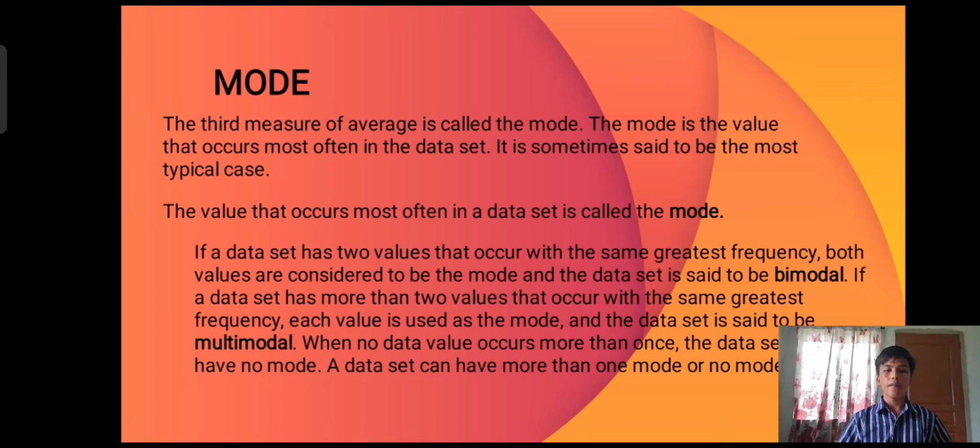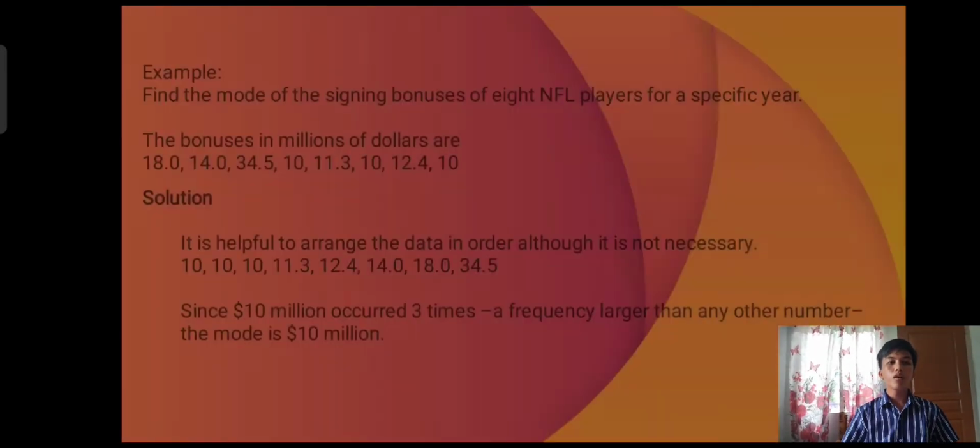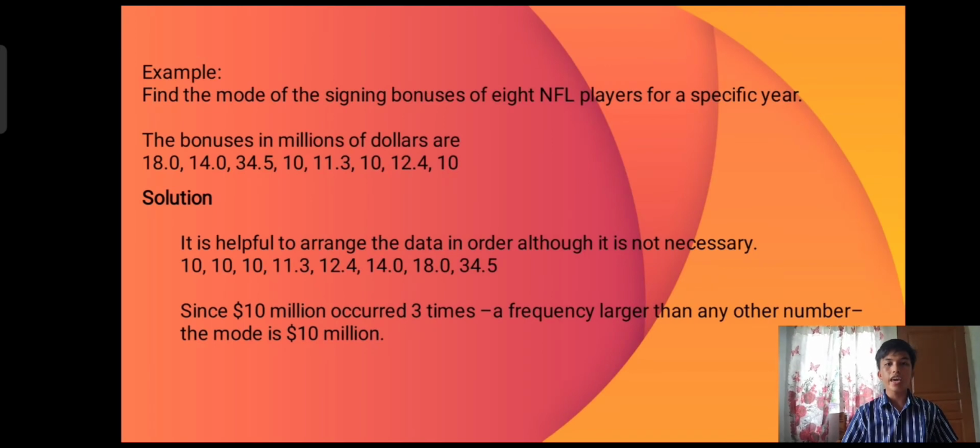If the data set has two values that occur with the same greatest frequency, what is it called? Bimodal. If more than two values occur with the same greatest frequency, each value is used as a mode, what is it? Multimodal.